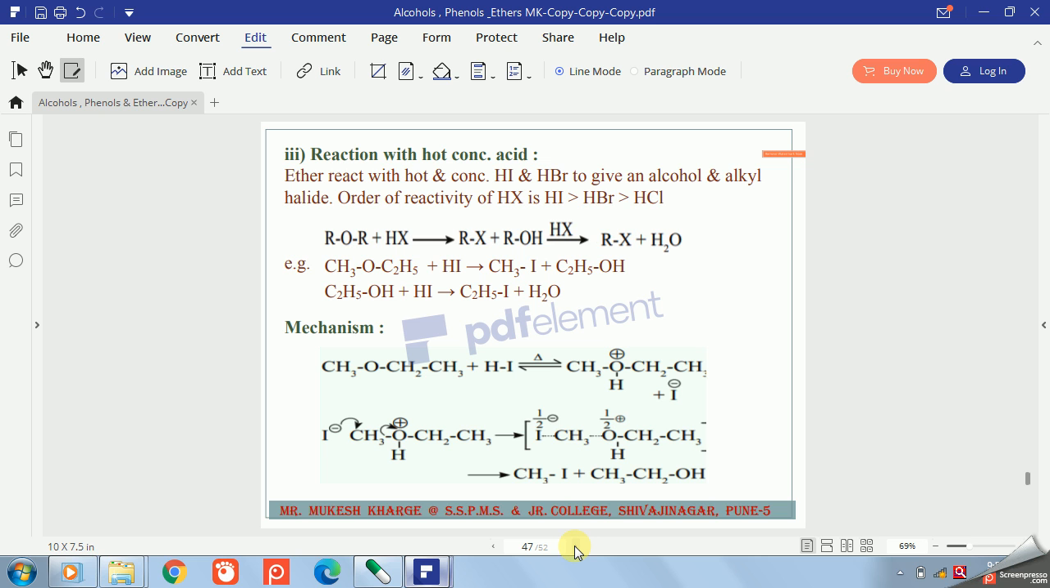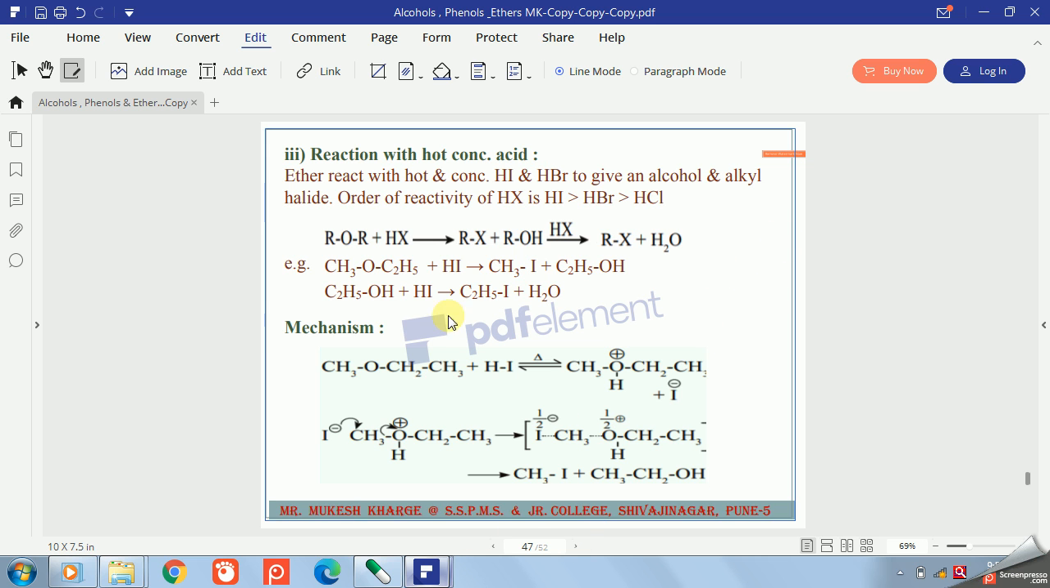HBr is more reactive than HCl because the H-I bond is weaker, so reactivity is higher. So when ether reacts with HI or HX, what do we get? We get alkyl halide and alcohol. And then again, if we use excess HX, that alcohol also reacts with HX and gives another molecule of alkyl halide, because we already learned this reaction in alcohols.